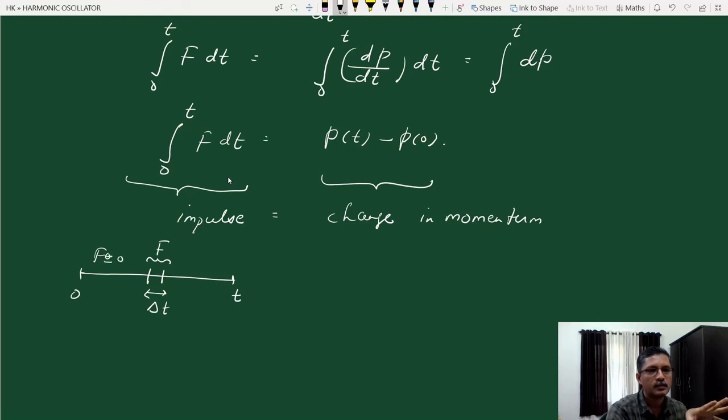Okay, so force is equal to 0 here. Here also force is equal to 0. So there is no force for a large period of time, but there is a force for a small interval of time in this time interval. Then the left hand side automatically reduces to F delta t.